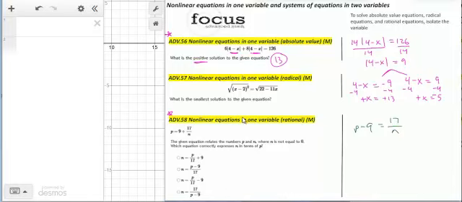And then here we need to get the n out of the denominator. So if we multiply both sides by n, we get it out of the denominator. And now to isolate it, we need to divide both sides by that whole binomial, p minus 9. And when we do that, it gives us our answer, which is going to be this last option.